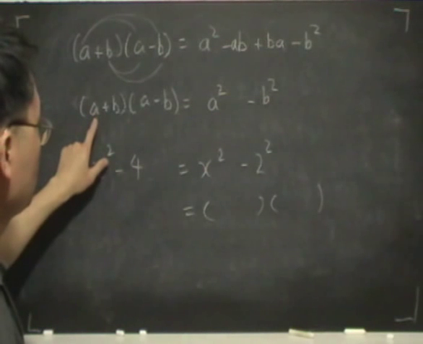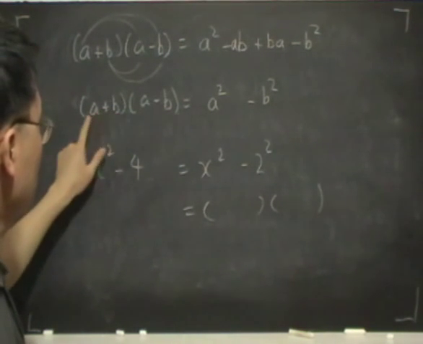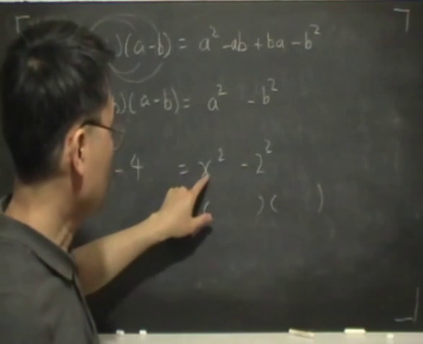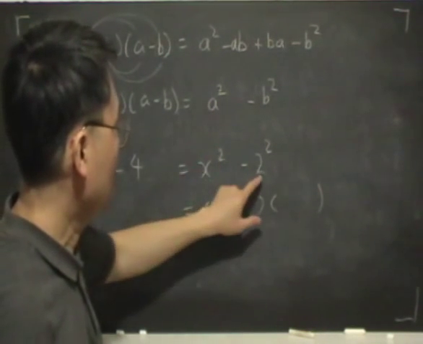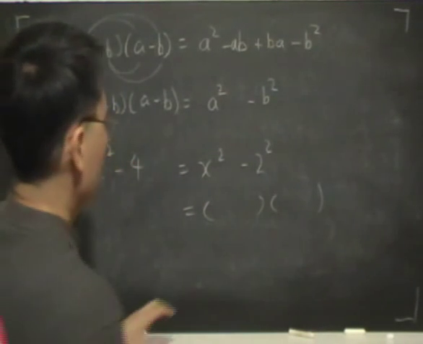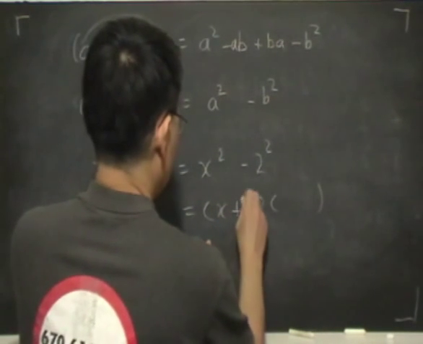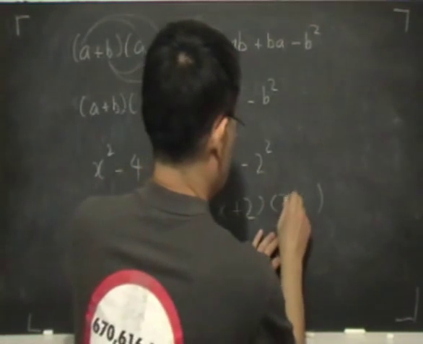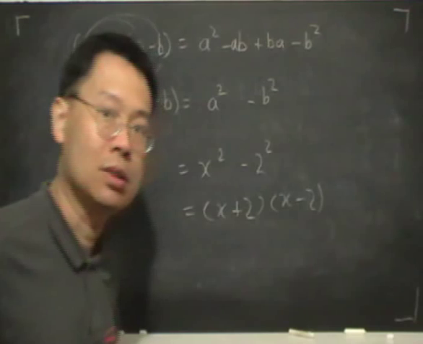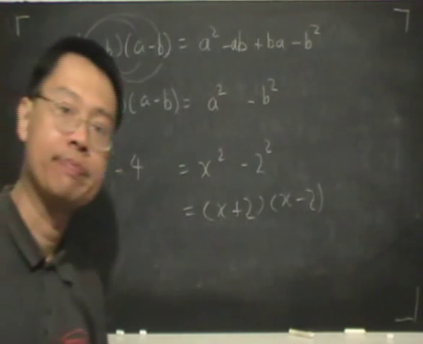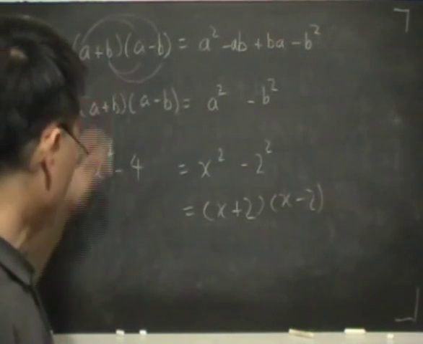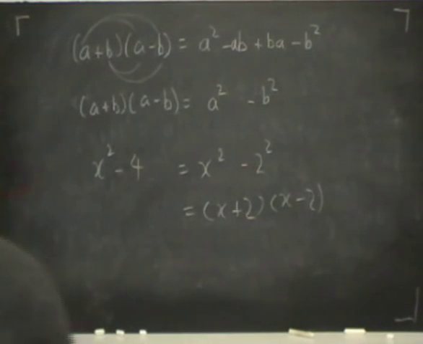So according to this formula, we should have a plus b in the first bracket. So I just said that we're going to take x as the a and 2 as the b. So that means I have x plus 2 here, and in the next bracket is a minus b, so that's x minus 2. So there you have the answer right away, if you know this formula. So that is a useful thing to remember.